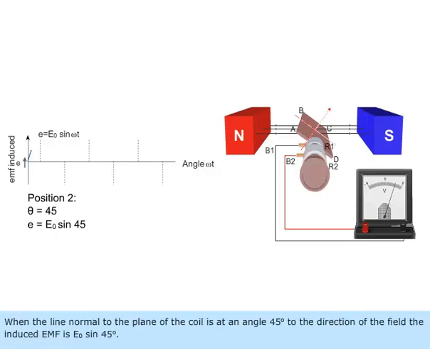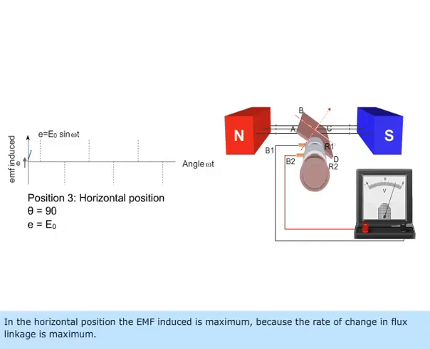When the line normal to the plane of the coil is at an angle 45 degrees to the direction of the field, the induced EMF is E0 sin 45 degrees. In the horizontal position, the EMF induced is maximum because the rate of change in flux linkage is maximum.